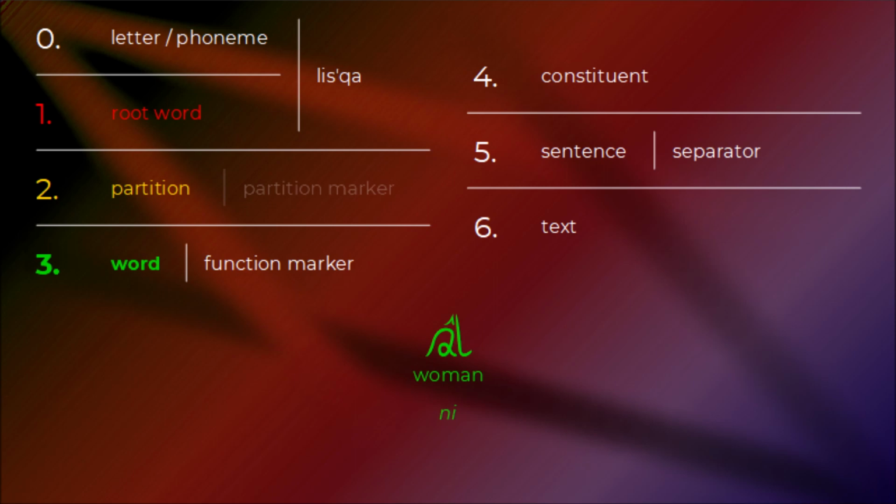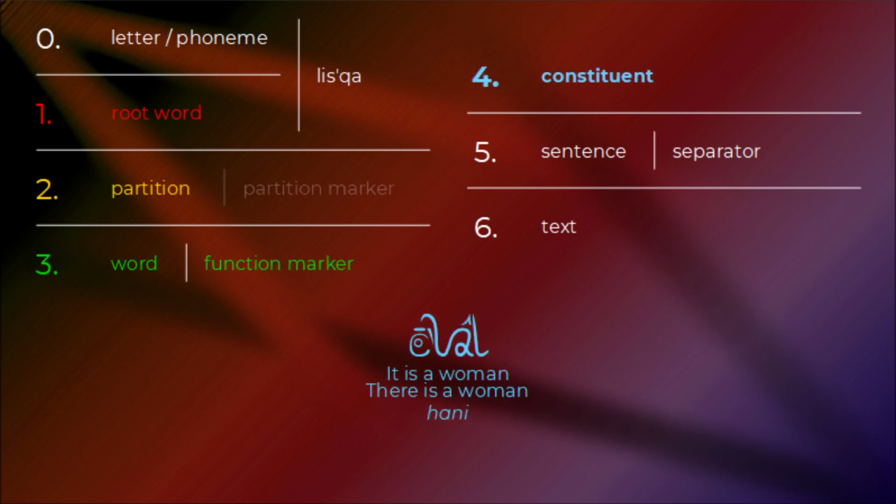In order to become a constituent, it requires a function marker, so ha-ni, for example, is a valid constituent. We only require one constituent to form a valid sentence, therefore, this is also a sentence. There is a woman. And if a text consists of only one sentence, we don't require any separators. So this is also a valid text. Quite possibly the most boring and uneventful story I've ever heard, but you get the idea.